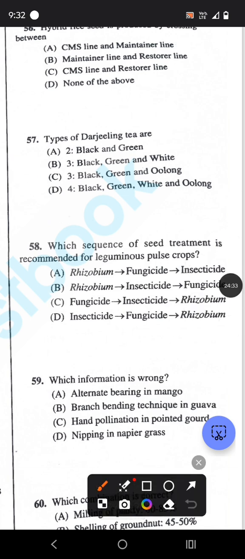Question number 58. Which sequence of seed treatment is recommended for leguminous pulse crop? Here we apply first fungicide, then insecticide, then rhizobium. That is not only for leguminous crops but is also applied in a general form.